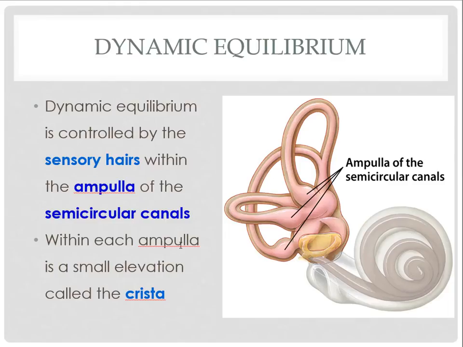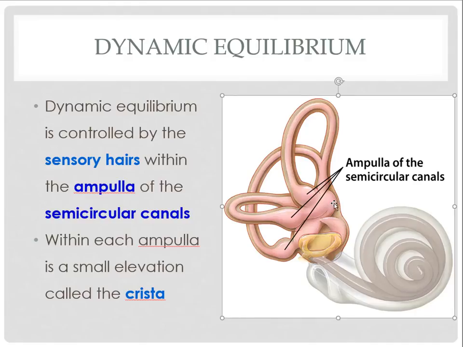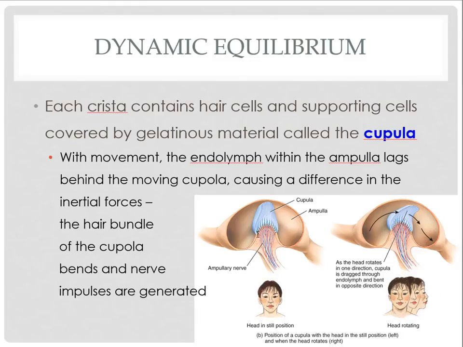On the other hand, dynamic equilibrium is maintained by the sensory hairs in the ampulla of the semicircular canals. As we can see on the next slide over, here we have the semicircular canals to determine our 3-dimensional position in space. You can see on the next slide over when we take a look at the cristae, which is this elevation on the inside of the semicircular canal, which contains hair cells embedded within the cupula. Very similar to the same setup that you saw earlier for static equilibrium.